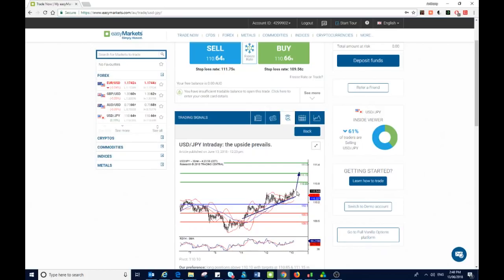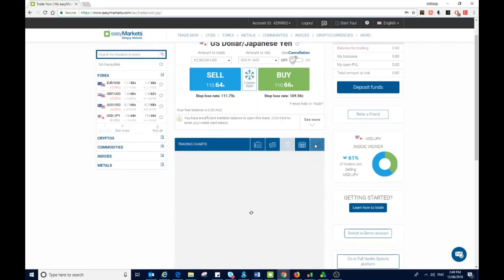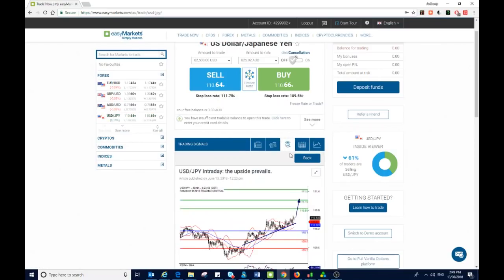Now this comes in at the blue line, which is the pivot, 110.10. While we're above 110.10, long positions targeting 110.85, 111.15, and alternatively, if we're below 110, then they're targeting 109.80, 109.50. These are the supports, these are the resistances. So using this combination of financial calendar, your charting, and the trading signals, you do have a good swathe of resources to pick the levels on the pair that you're trading.